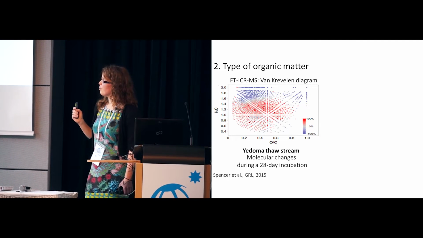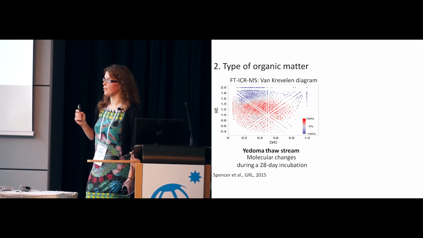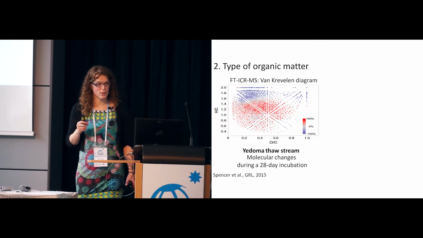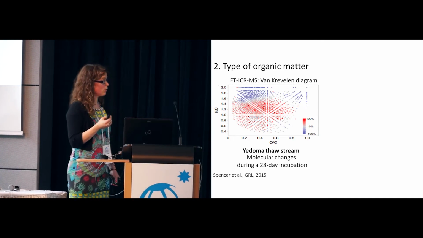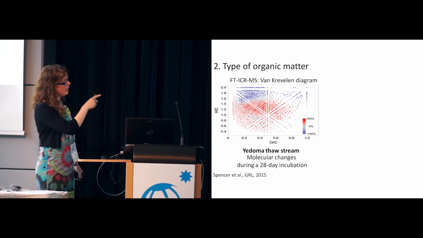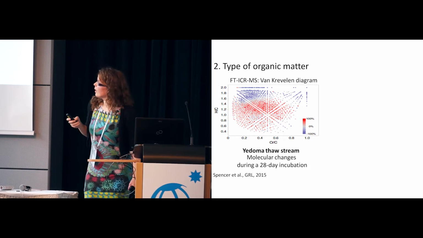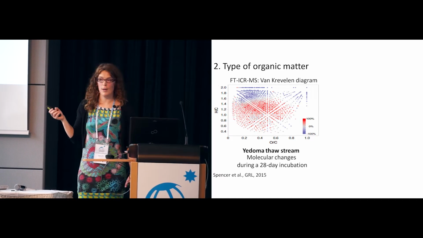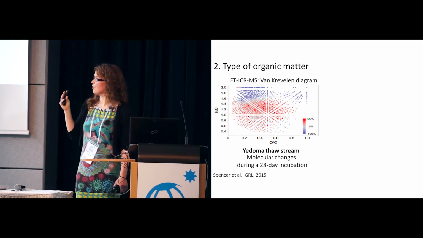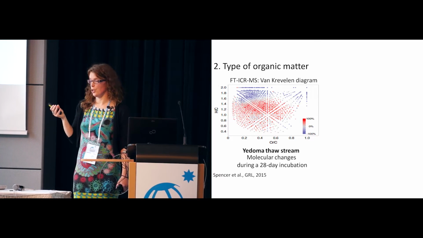So here is another example of the organic matter composition. This is a rather fancy technique, FTICR-MS, a mass spectrometry technique that results, I think you can see it best here, in these so-called Van Krevelen diagrams, where every point basically represents part of your molecular composition.